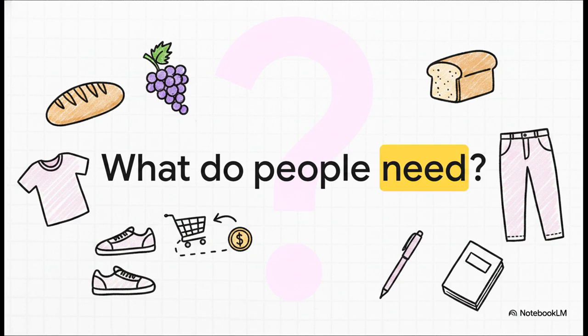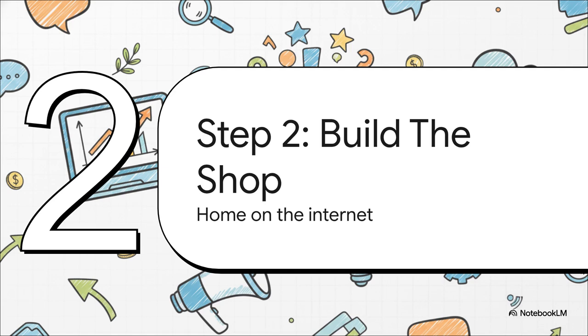Look at everyday behaviors. Whether it's daily essentials like food and apparel, or maybe specific niche tools for workers studying, the big secret here is to identify a clear, undeniable demand in the market and then strategically position yourself to supply it. Step 2. Build the shop, your home on the internet.